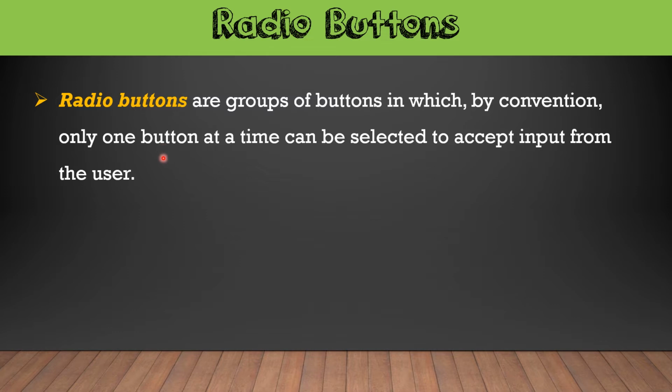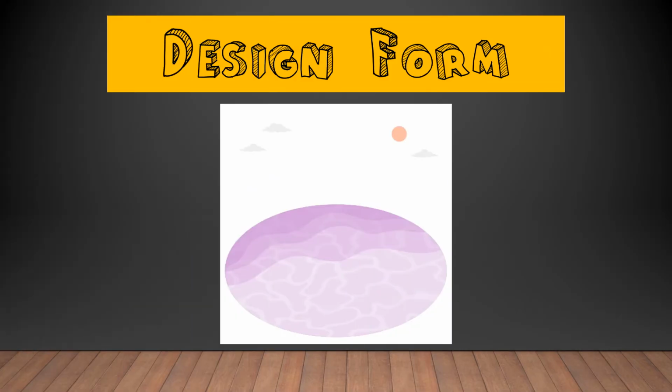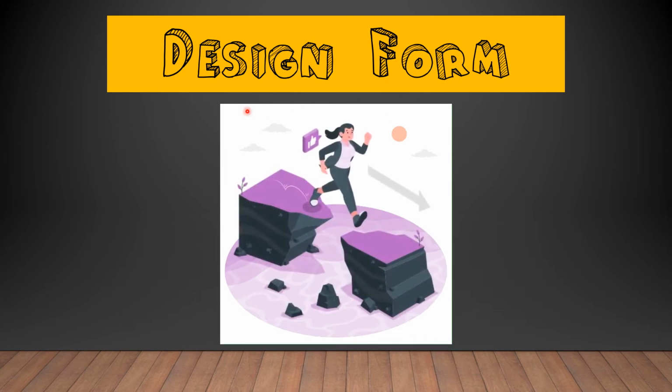Means for example, there are two radio buttons, male and female. If you have selected female in the beginning, but then you click on male, so the female radio button will get deselected automatically. So this is the use of radio buttons, that the user can select only one button at a time. And basically we use this to accept input from the user. So now we have understood what is radio button. So we will be designing the form which will include radio button as well as text field as well as label.